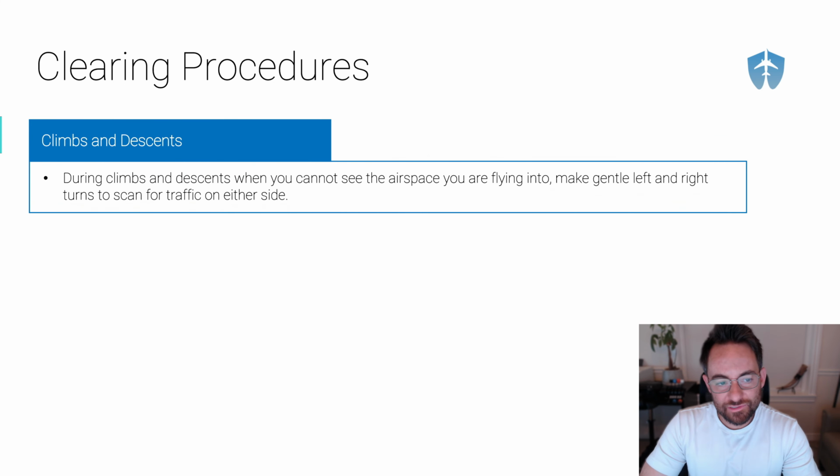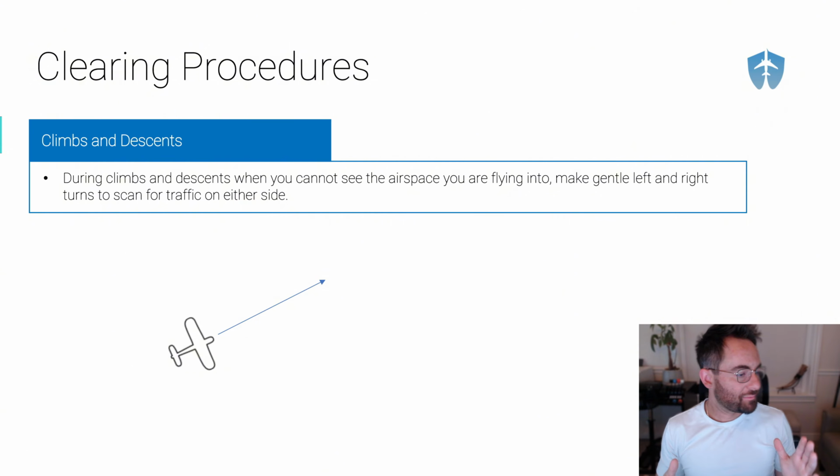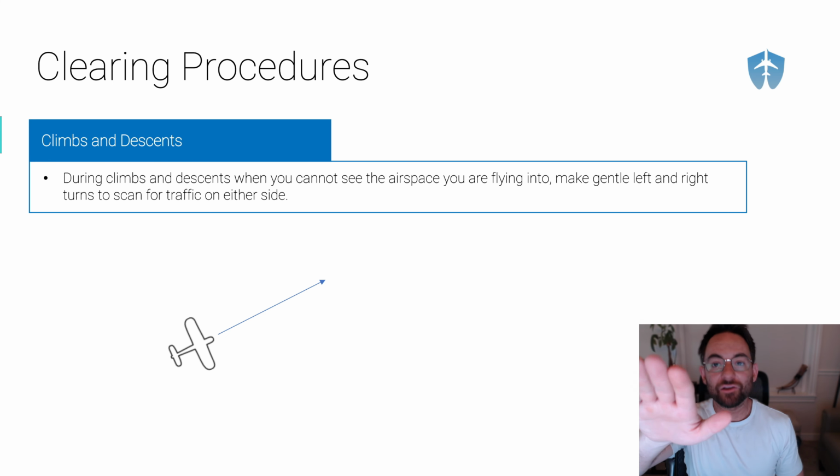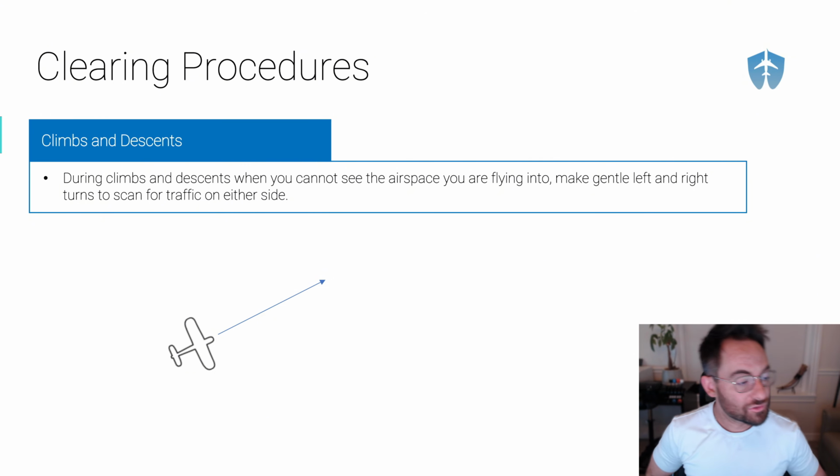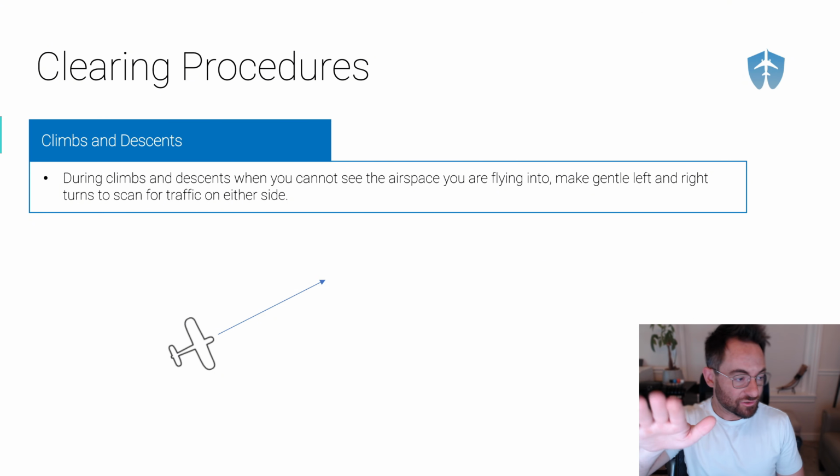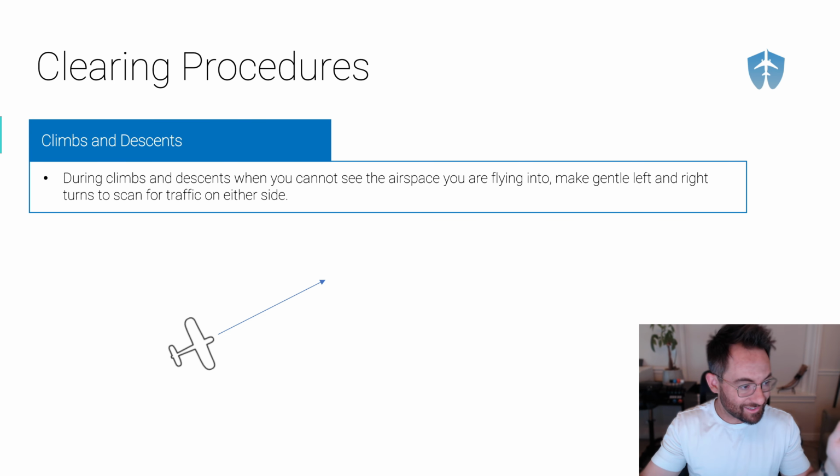Next, we have climbs and descents. During climbs and descents, when you cannot see the airspace you are flying into, make gentle left and right turns to scan for traffic on either side. When you're climbing in these aircraft, what you're going to notice, if you haven't started your flight training yet, is that when you pitch up, that nose is going to be pretty high. You're not going to be able to see super well in front of you or up over your nose because it's pitched up right where your vision is.